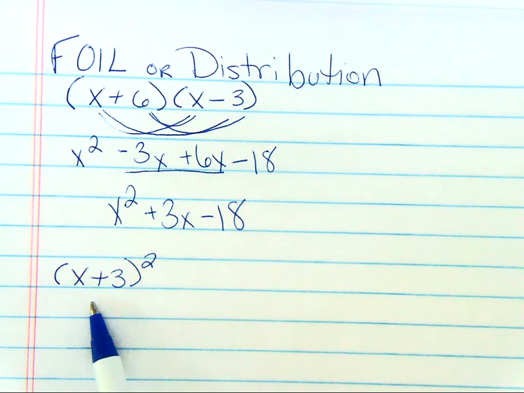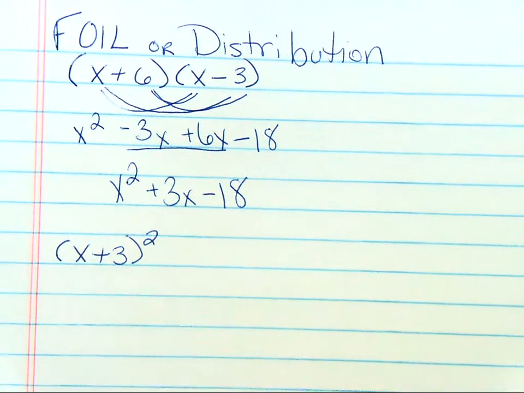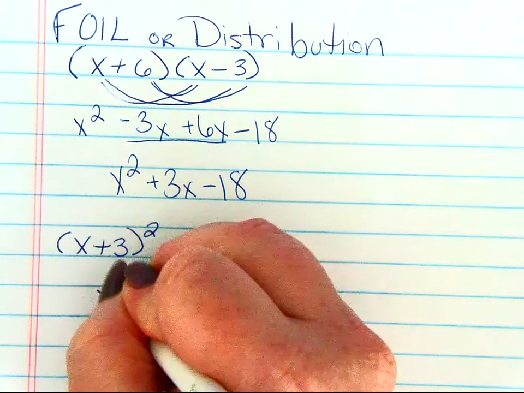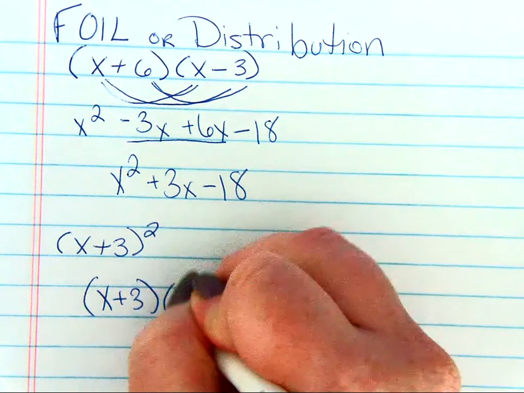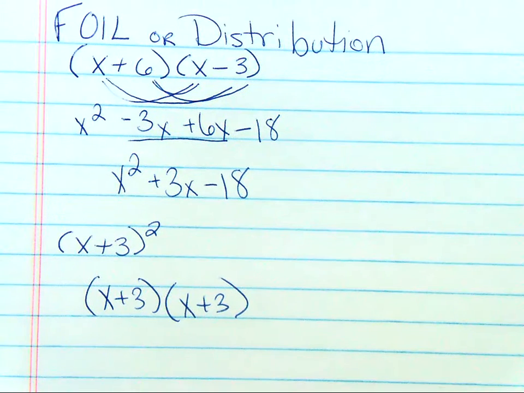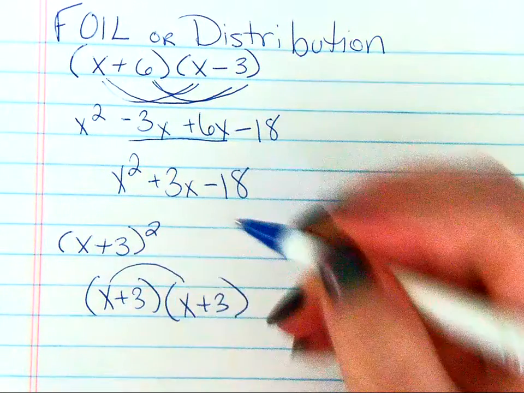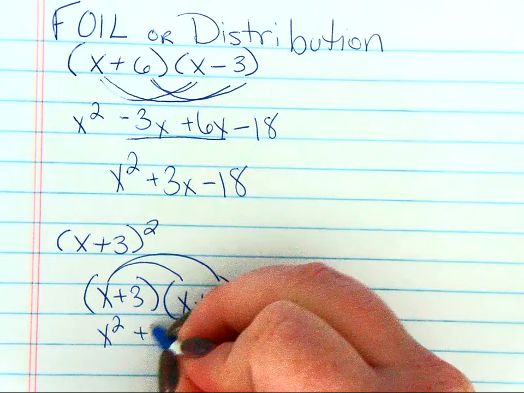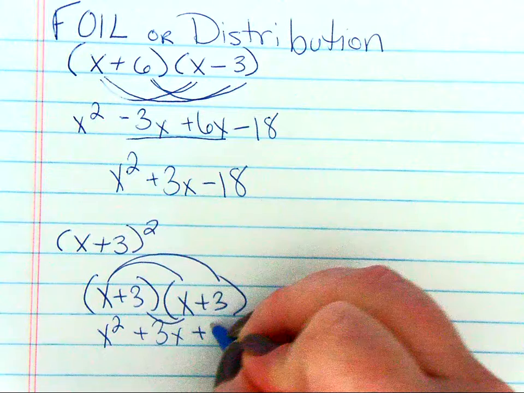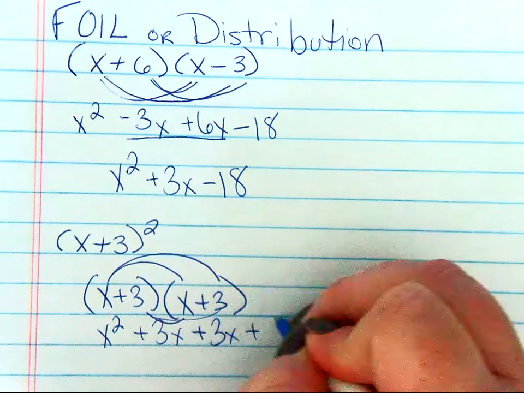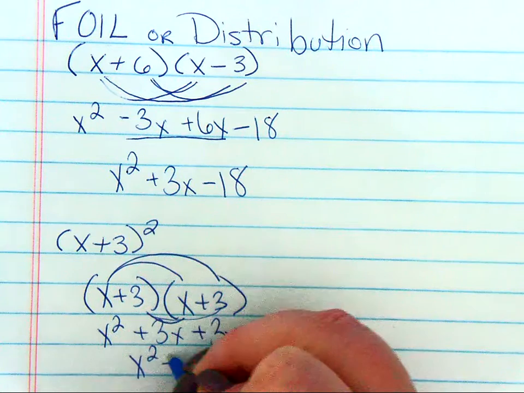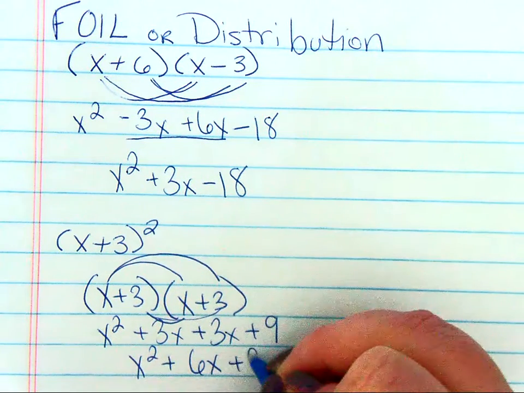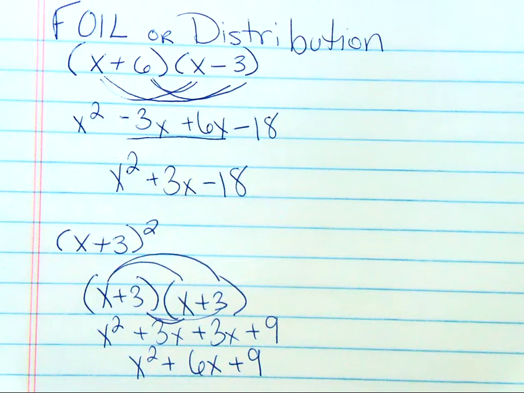I can also have two binomials that are written this way. When you have x plus 3 parentheses to the second power, that gets rewritten as x plus 3 times x plus 3 because there are two terms. Once I separate it out, I proceed to FOIL. X times x is x squared. X times 3 is 3x. 3 times x is 3x, and 3 times 3 is 9. So my answer is x squared plus 6x plus 9. And that is how I FOIL or distribute.